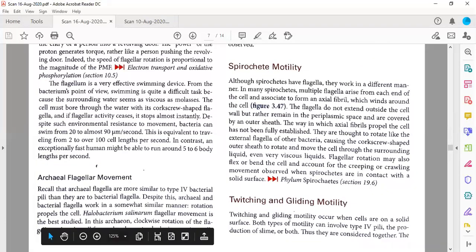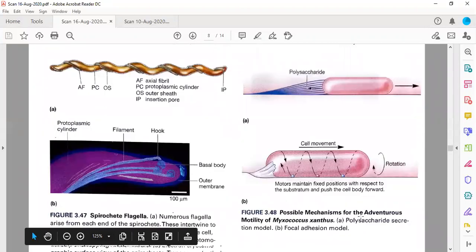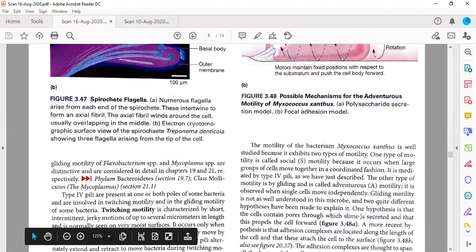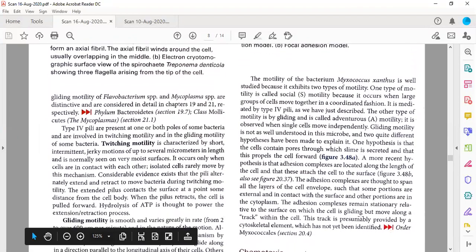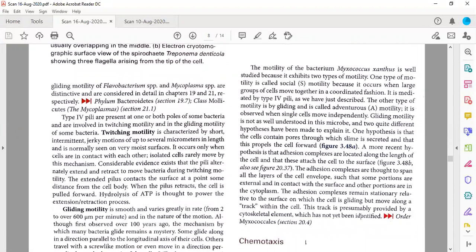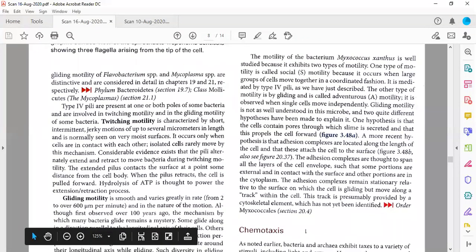For example, here, if the pilus is present, it will give some different kind of motion to that particular bacterial cell. So it is given here, this type 4 pilus, which is present in some bacteria, will help the bacteria in this movement. This is called twitching and gliding motility. These occur when cells are on a solid surface. Both types of motility can involve the type 4 pilus. If you want to read more about these different types of movements which are seen in bacteria, you can refer to this PDF. So it is also given here.